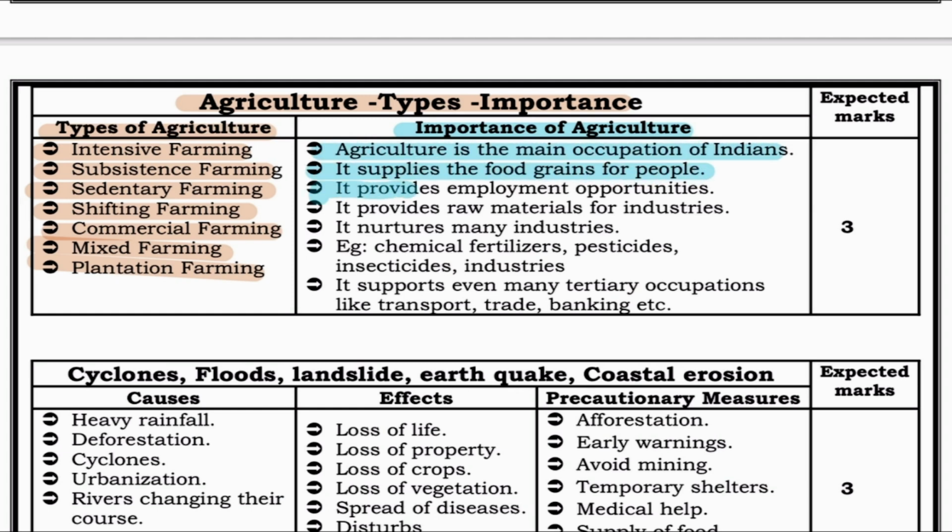It improves employment opportunities. It provides raw materials for industries. It nurtures many industries, for example, chemical fertilizer, pesticide and insecticide industries. It supports even many tertiary occupations like transport, trade, banking, etc.